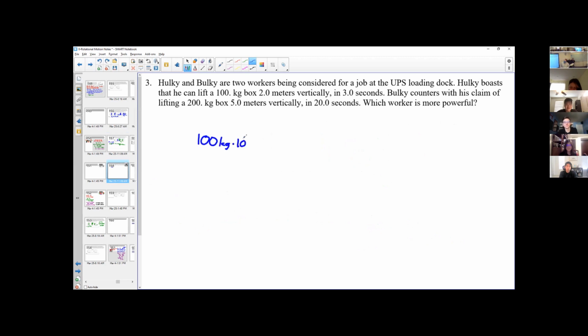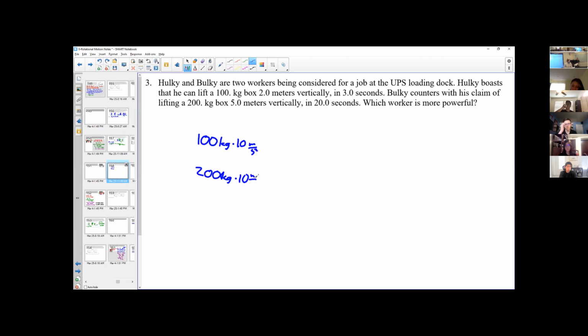All right, so Hulky and Bulky are two workers being considered for a job at the UPS loading dock. Hulky boasts that he can lift a 100-kilogram box 2 meters vertically in 3 seconds. Bulky counters with his claim of lifting a 200-kilogram box 5 meters vertically in 20 seconds. Which worker is more powerful?